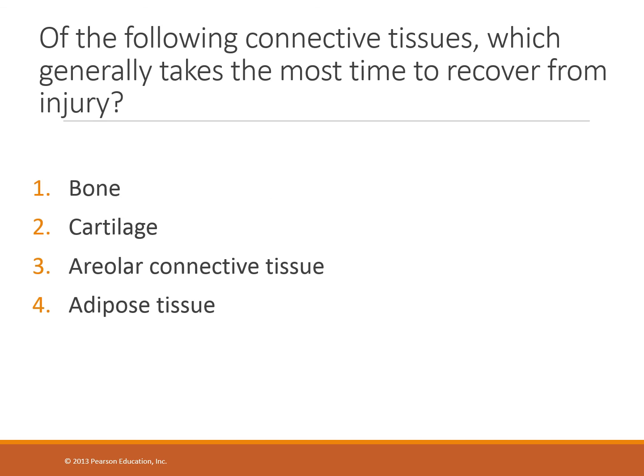Of the following connective tissues, which generally takes the most time to recover from an injury? Would that be bone, cartilage, areolar connective tissue, or adipose tissue? That's right, it's cartilage. Remember, the reason for the slow healing time of cartilage is that cartilages are surrounded by a perichondrium, and that's where the blood supply for the cartilage is located. Nutrients and oxygen have to diffuse from the blood vessels into the cartilage, and it has to diffuse through the ECM before it gets to the cells like the chondroblasts and the chondrocytes, which are responsible for making ECM.